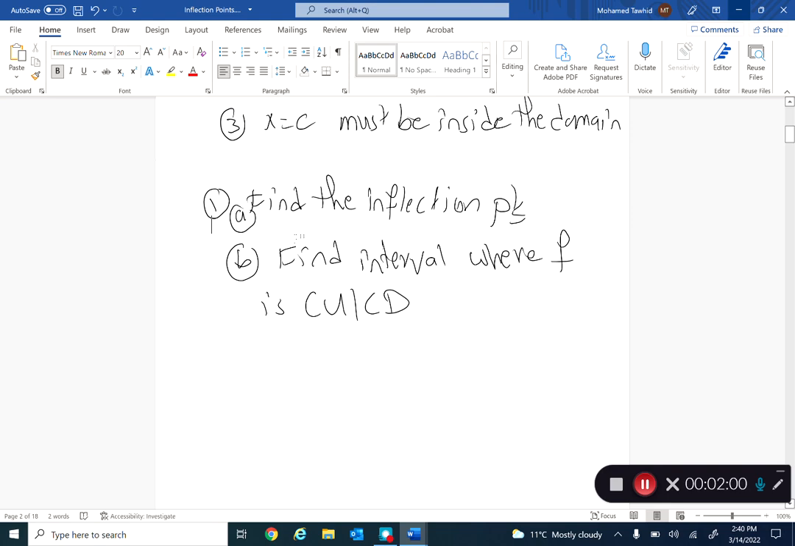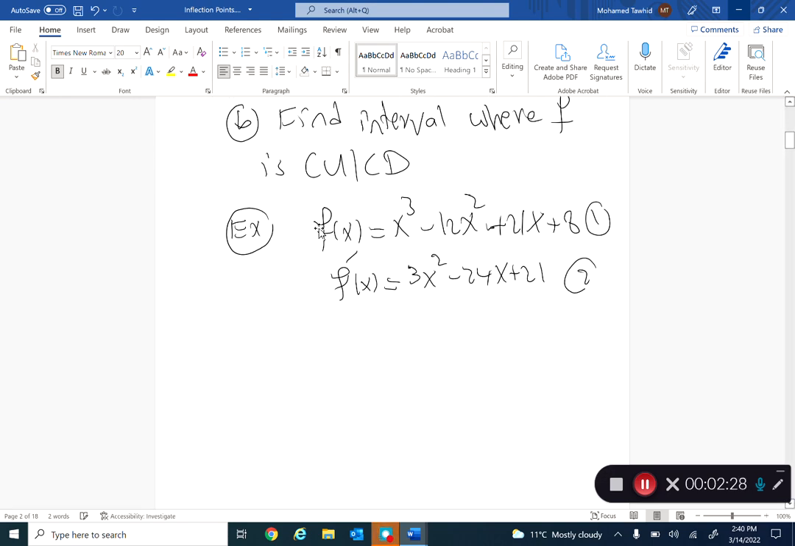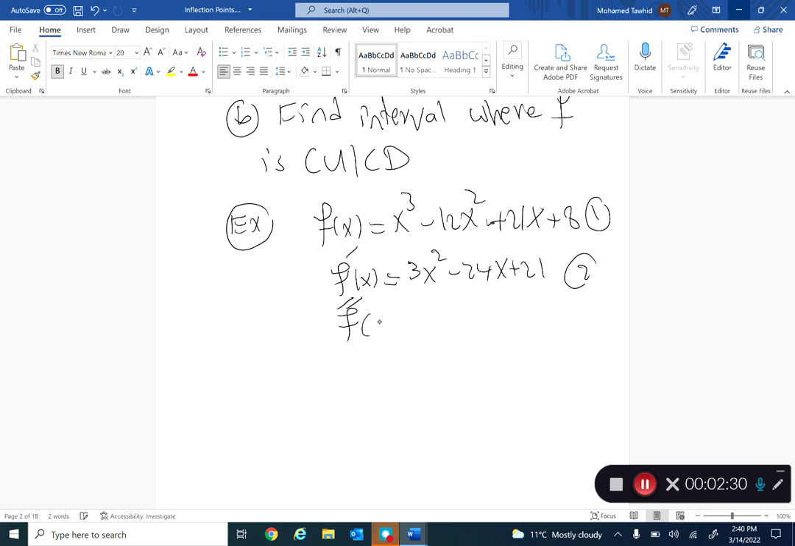So let me give you one easy example first, in order to get the whole thing. f of x equals x cubed minus 12x squared plus 21x plus 8. Here is your first derivative. After I simplify the first derivative, you have 3x squared minus 24x plus 21. That is equation 1, that is equation 2. And the second derivative here is given to you, which is 6x minus 24.